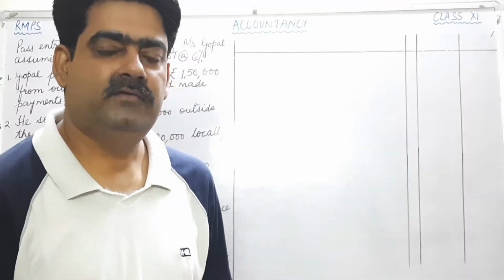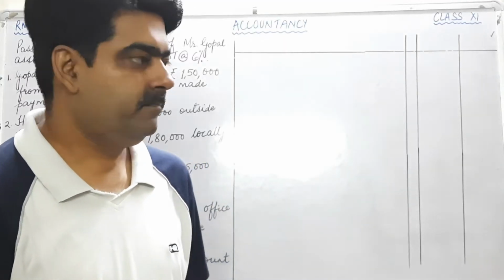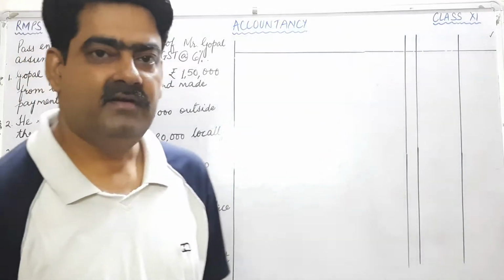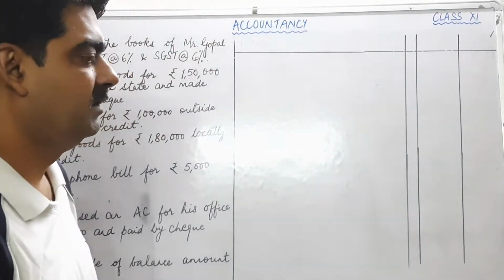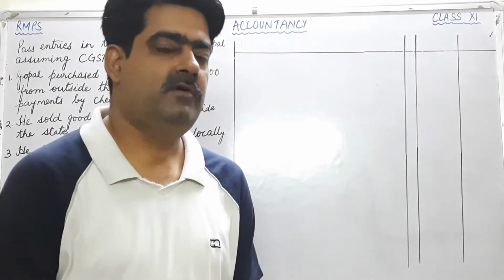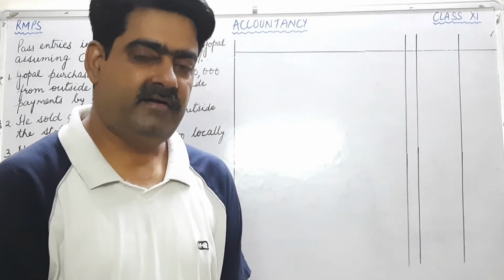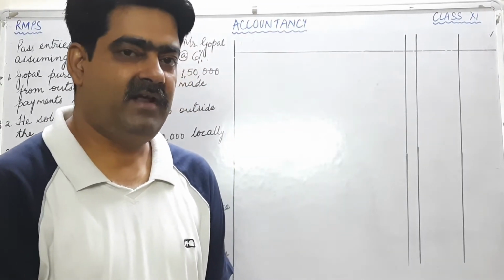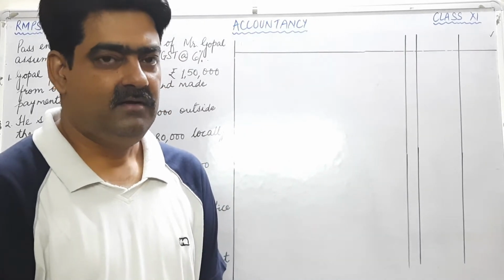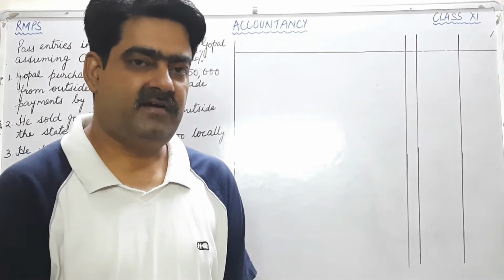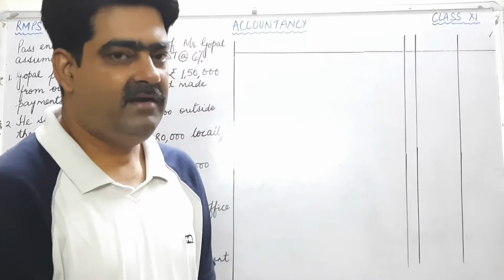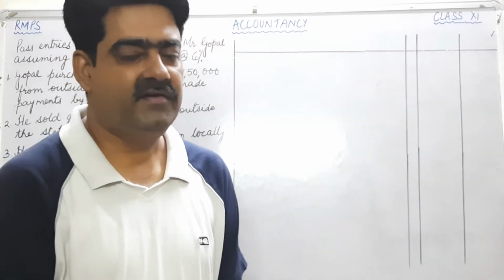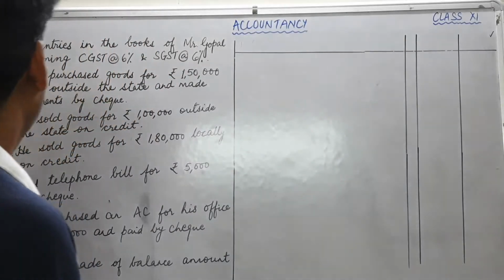Good morning, dear students. Today, in chapter Journal with GST, we will learn treatment of IGST. See, basically there are two types of purchases and sale: intrastate purchase and sale, as well as interstate purchase and sale. If there will be any interstate transactions, then CGST and SGST will be combined and converted into IGST.